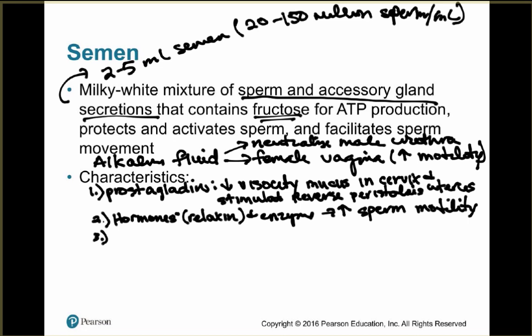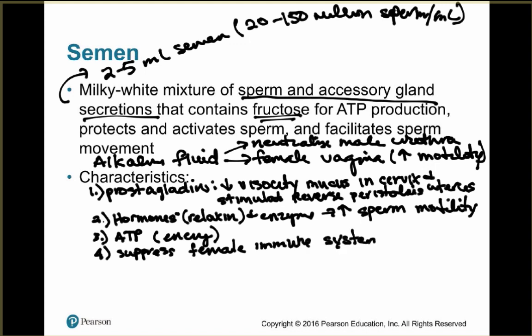It has ATP. That's important for energy production, right? And we talked about it comes from fructose. It has the ability to suppress the female immune system. You have to remember, when semen is going into a female's body and reproductive system, it's considered an outsider. So the body under normal situations is going to try to protect itself and start trying to kill things.